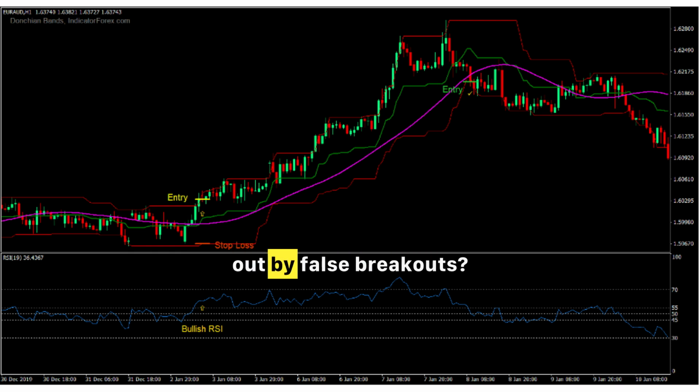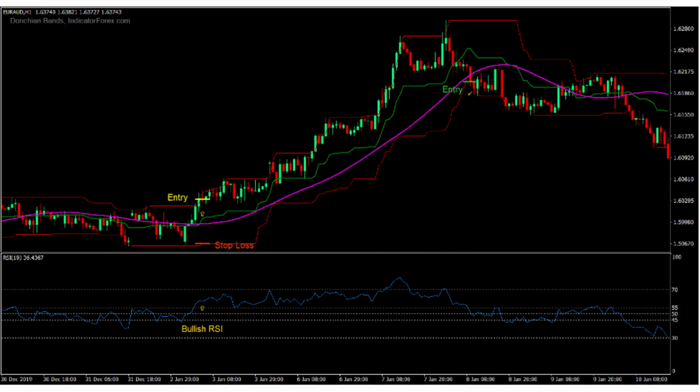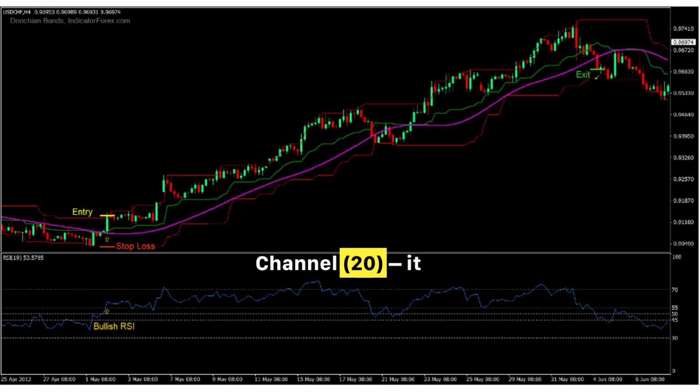Tired of getting faked out by false breakouts? This simple crossover trick could help you catch cleaner trends and stay in the trade longer. This strategy uses just two indicators. The Donchian Channel, 20. It shows the highest highs and lowest lows over 20 candles. A 50-period simple moving average, SMA, your trend filter.